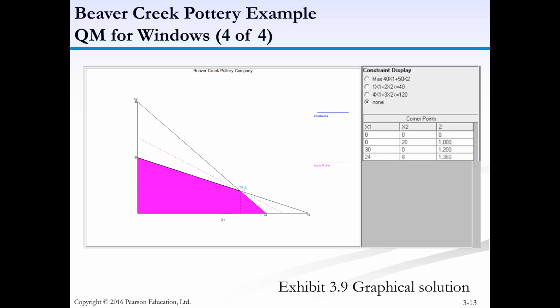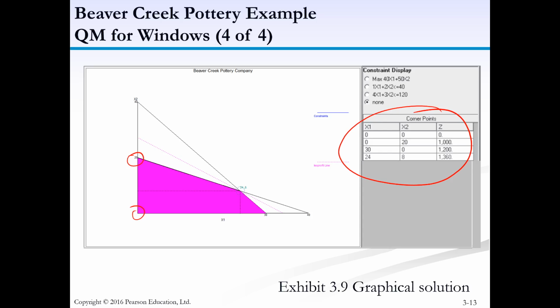Okay. Another good thing about QM for Windows is that it makes the graph if there are two decision variables, so you get also a nice graph. And you also get the corner points values, profit at those corner points. So we have 4 corner points here. One is 0, 0. Of course, you will have 0 profit. And then the other one is 0, 20. 0, 20 is this corner point. And at this corner point, your Z value or profit is 1,000.